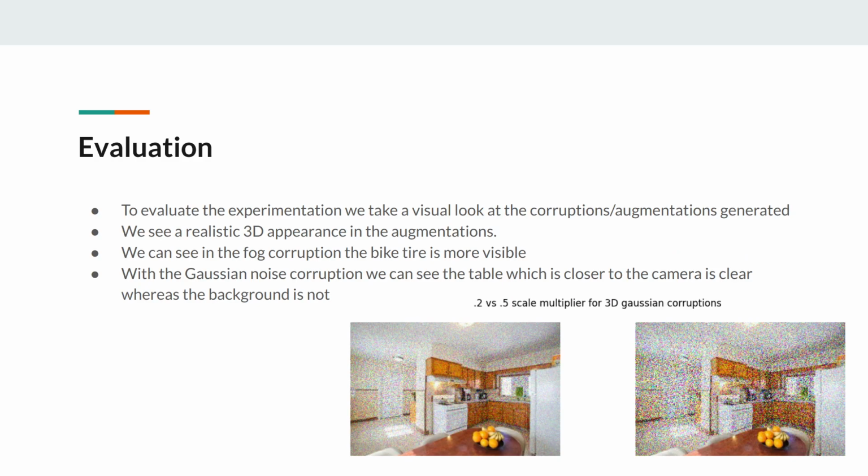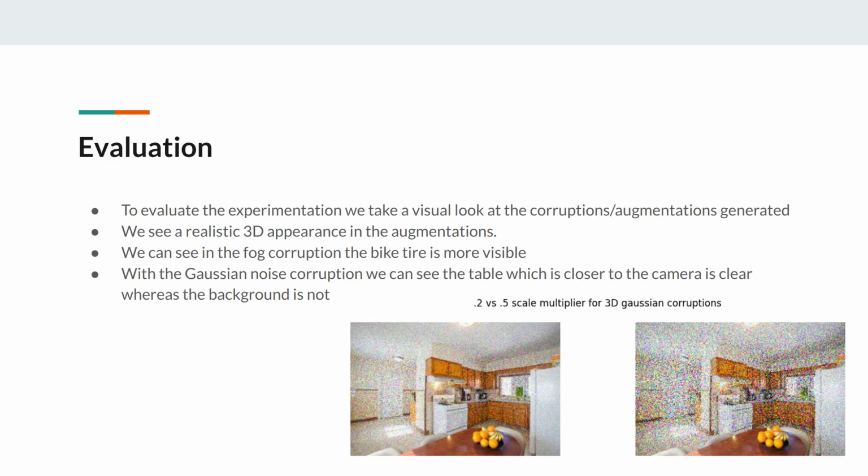So to evaluate my experiments and my testing, we really just take a visual look at the corruptions and augmentations generated. So we see a realistic 3D appearance in the augmentations like the fog before. We could see the bike tire is more visible, or the background is blurrier as the fog becomes more dense.